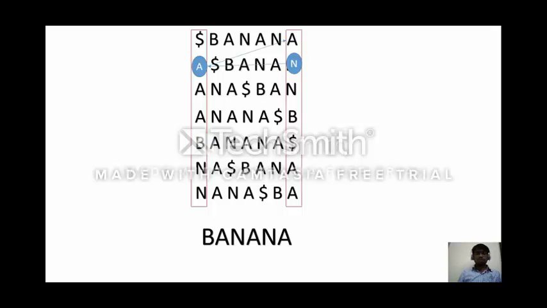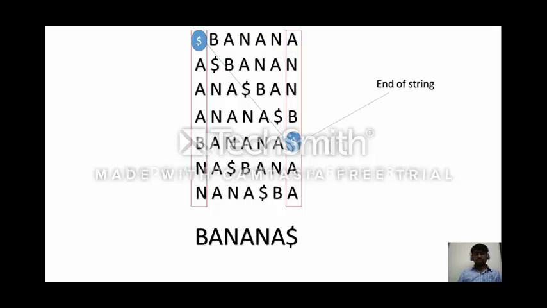Now what about the dollar sign? The dollar sign indicates the end of the file. We'll get to the dollar sign. The dollar sign is at the starting. At the last we get the dollar sign from A. Since the dollar sign indicates the end of the string, we'll fetch the dollar sign and our string is complete. That's BANANA with a dollar sign, and this denotes the end of the string.